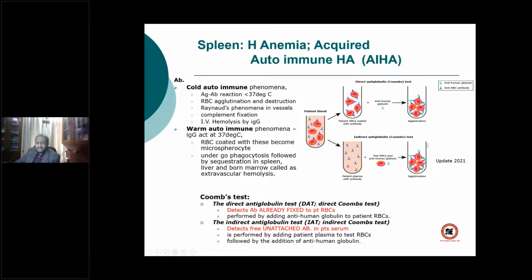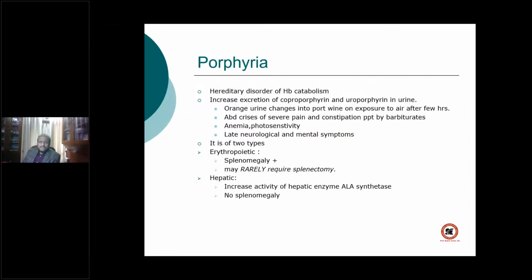So now the antibody is fixed, and then subsequently the reaction becomes the same. You're looking for agglutination. So in a direct, it is just simple agglutination. In an indirect, you have to add RBCs and then look for the agglutination. So this is just to make you understand. I found it to be a useful method of remembering what direct and indirect Coombs test is all about.